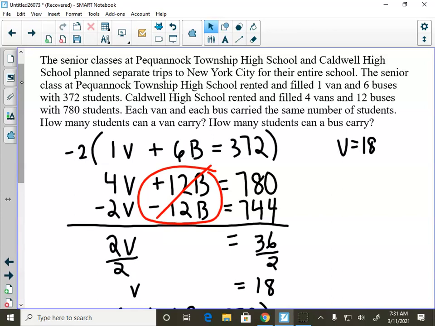So you can see how we did it first with substitution, right? We were able to do that by subtracting the 6b from both sides and getting v by itself. And you can see how we eliminated just by multiplying one of the equations. We didn't even have to multiply both equations.